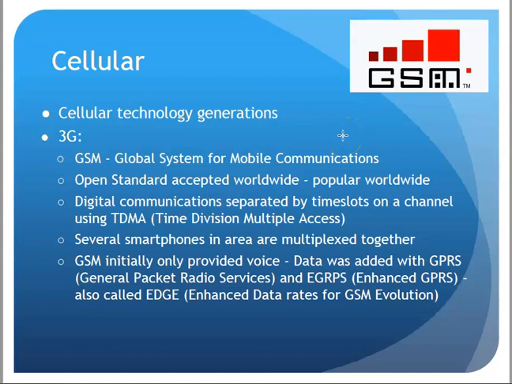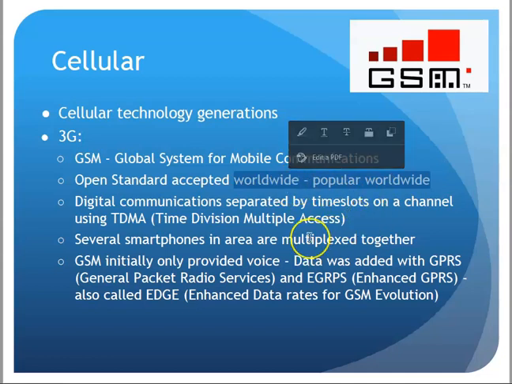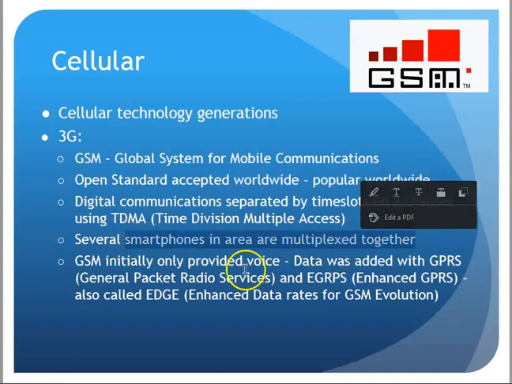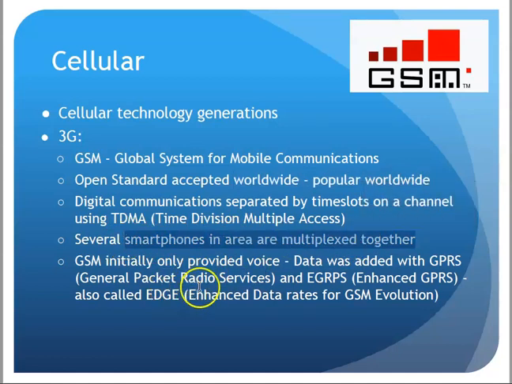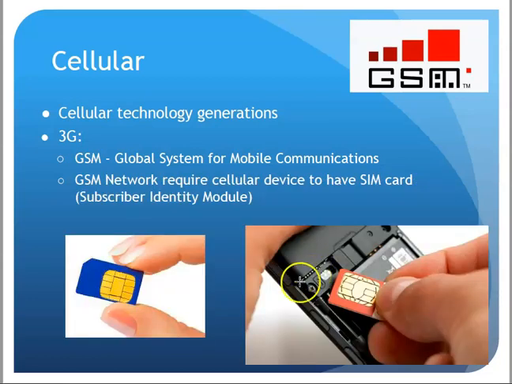GSM, Global System for Mobile Communication. This is kind of the worldwide accepted standard. This one used TDMA, Time Division Multiple Access, so time slots for the users. Several of these smartphones then are in an area multiplexed together using those time slots. GSM initially only provided voice. Data was added later with GPRS and eGPRS to add in the data capability. GSM used your SIM cards. A lot of you might remember actually putting SIM cards in your phone as you might have moved from network to network kind of thing.